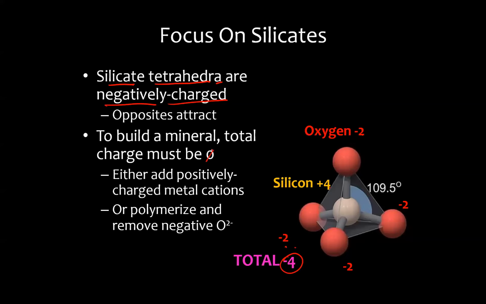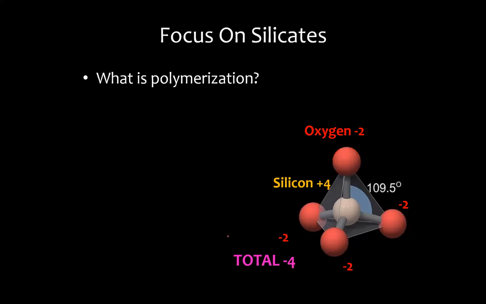So if we had a net charge on it, the mineral would try to push itself apart. So that means to this structure, we can do two things. We could either add positively charged metal cations, or we could start to stick these tetrahedra together in what's called polymerization, which essentially removes one of those oxygens. By sharing one oxygen, they can get rid of one of those other oxygens and remove that negative charge. That's how you end up balancing charge in these minerals. And we'll talk more about that in lab as well.